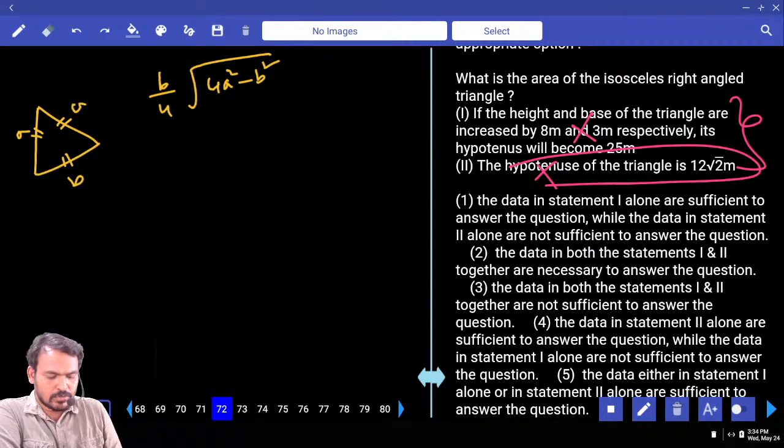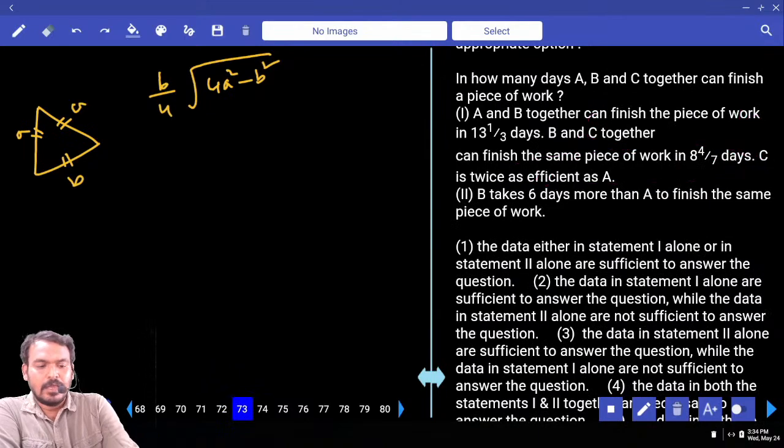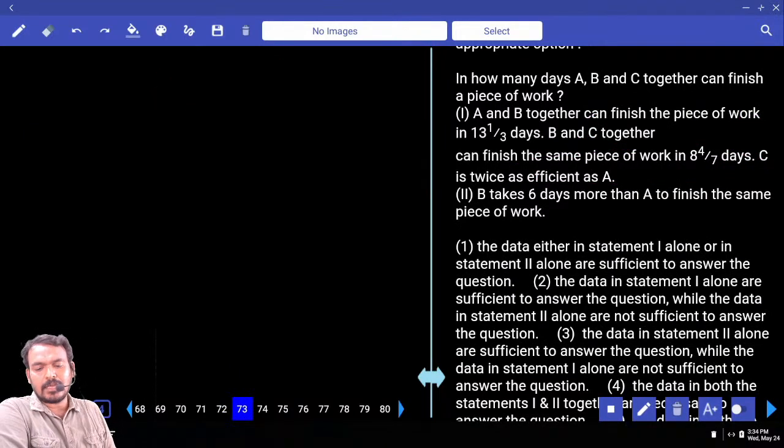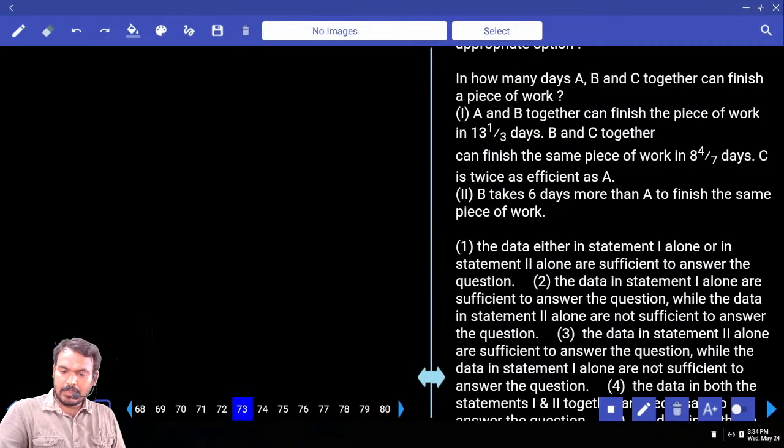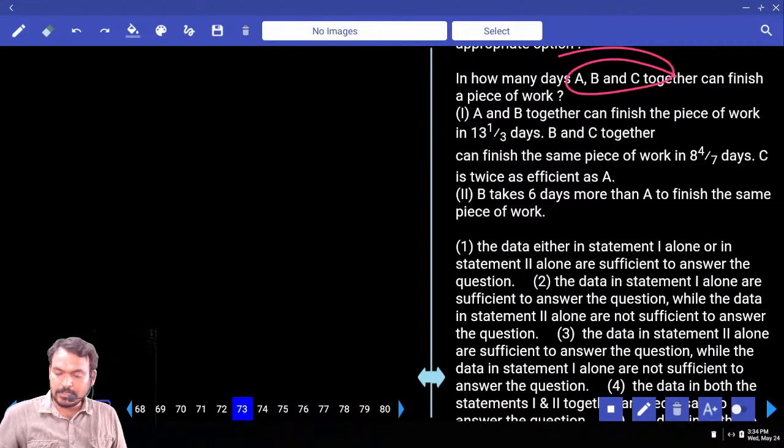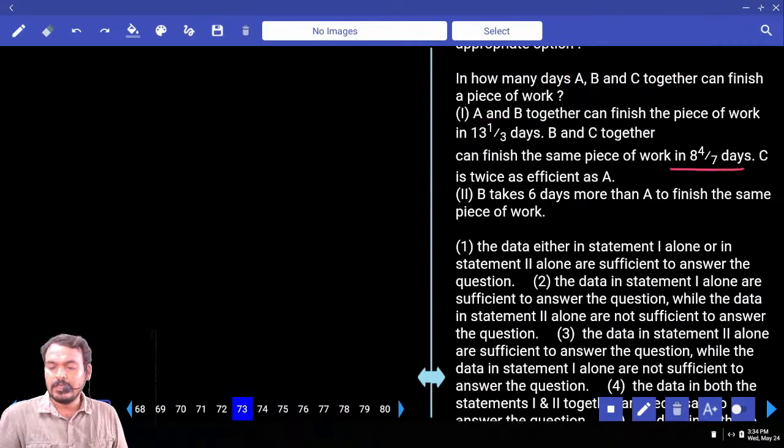Okay. Next question number 73. In how many days can A, B, C together finish the work? We require A, B, C together. First statement: A and B together in how many days? 13 1/3 days. B and C together 8 4/7 days.